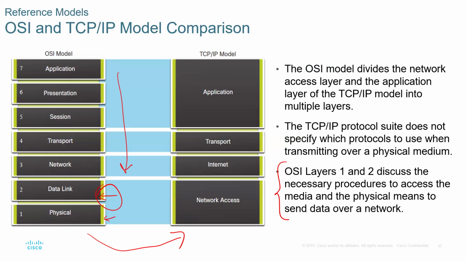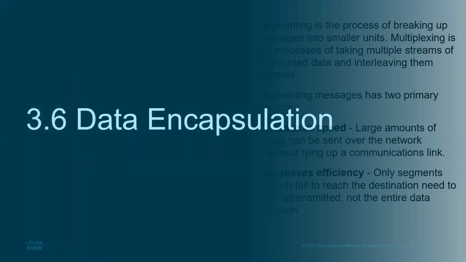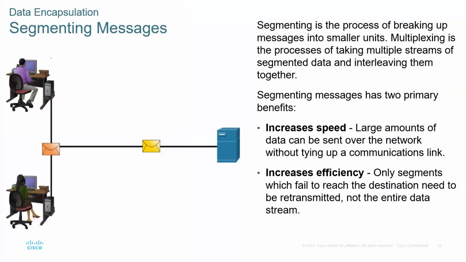Right? Not much pressure here. Data encapsulation, I think we've already defined encapsulation, adding headers and trailers, adding a message on top of another message. We start with segmenting messages. Segmentation is the process of breaking up messages into smaller units. Multiplexing is the process of taking multiple streams of segmented data and interleaving them together. Segmenting messages has two primary benefits.